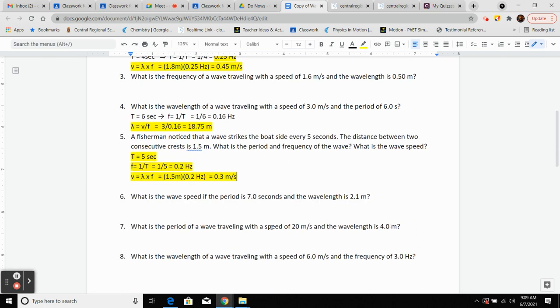Then getting to number 6, what is the wave speed if the period is 7 seconds and the wavelength is 2.1 meters? Well, what is our equation for speed? Wavelength times frequency. All right. We have wavelength. We don't have frequency, so let's find frequency first. 1 over the period. So we're going to have 1 over 7, which we're just going to call 0.14 hertz.